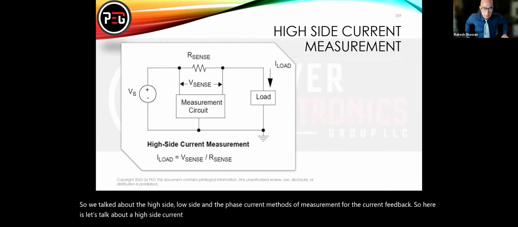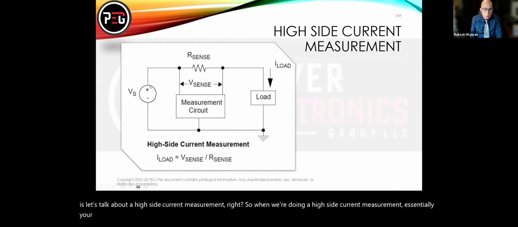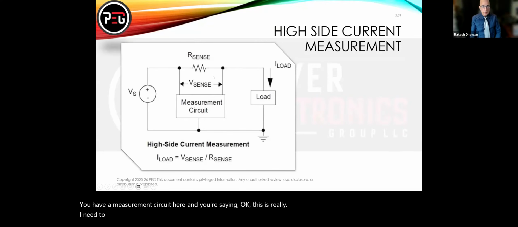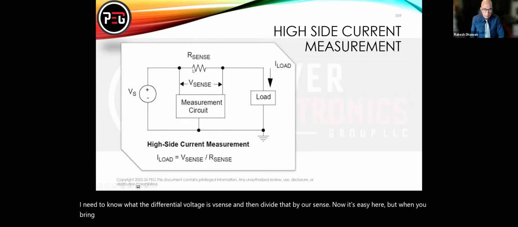When we're doing a high side current measurement, essentially your sense resistor is connected to your voltage source, okay? And you're trying to sense. Now, in high side current sensing, you have a measurement circuit here, and you need to know what the differential voltage is, V sense, and then divide that by R sense. Now, it's easy here, but when you bring it into the circuit, it's difficult, right?